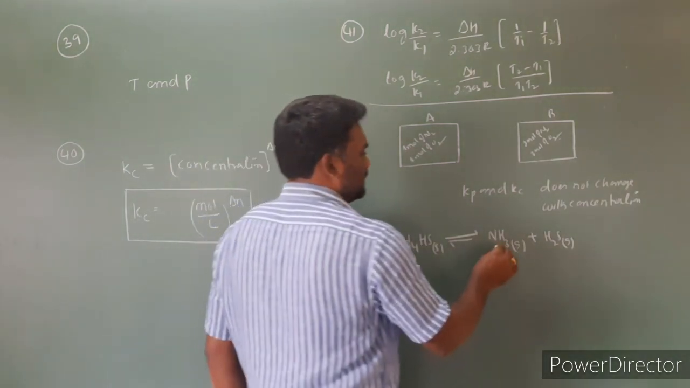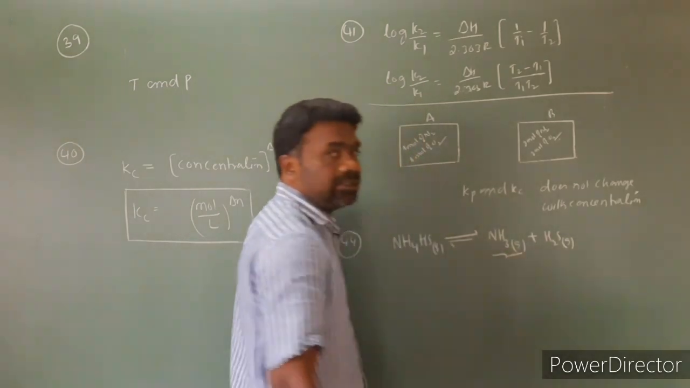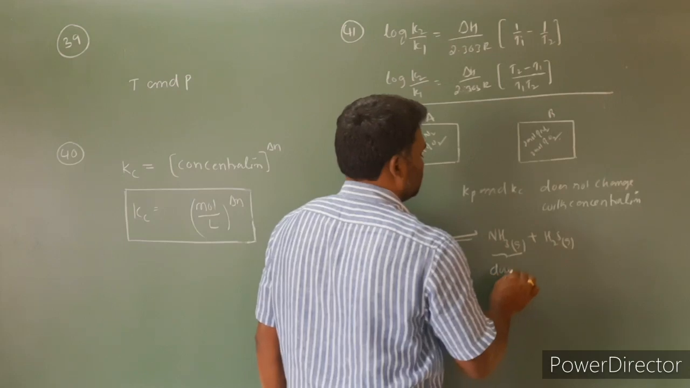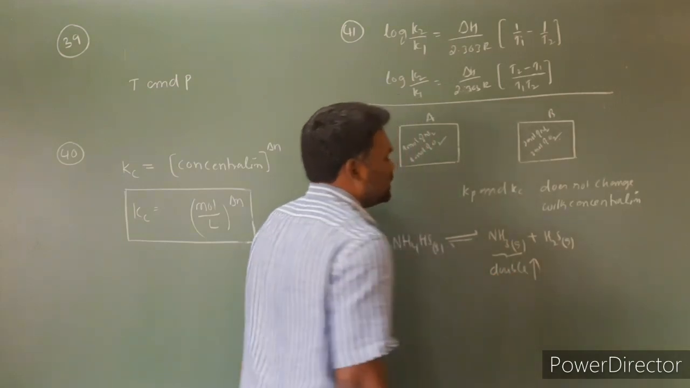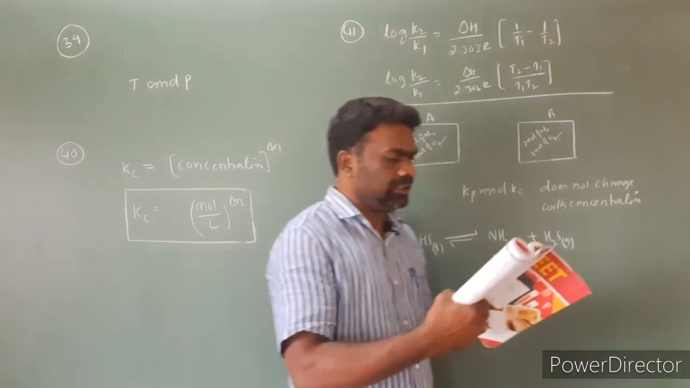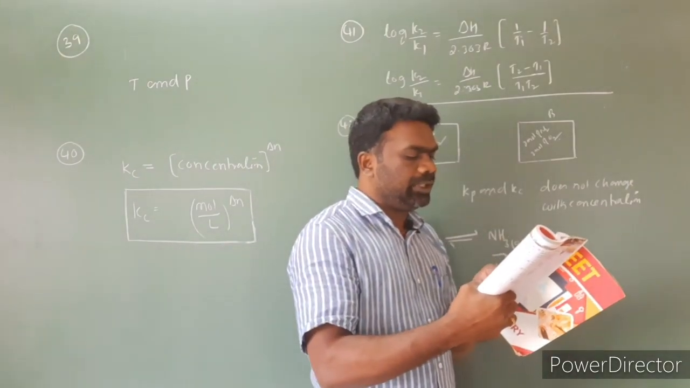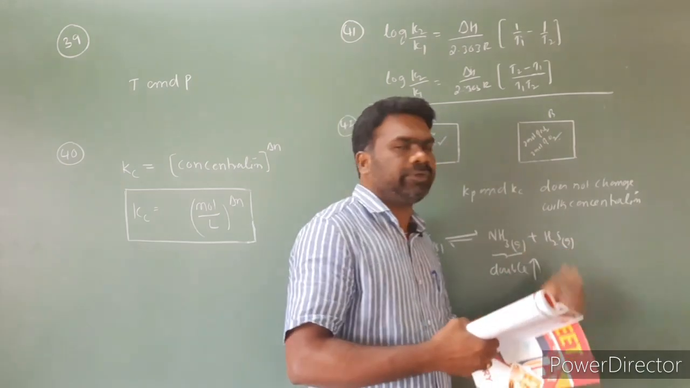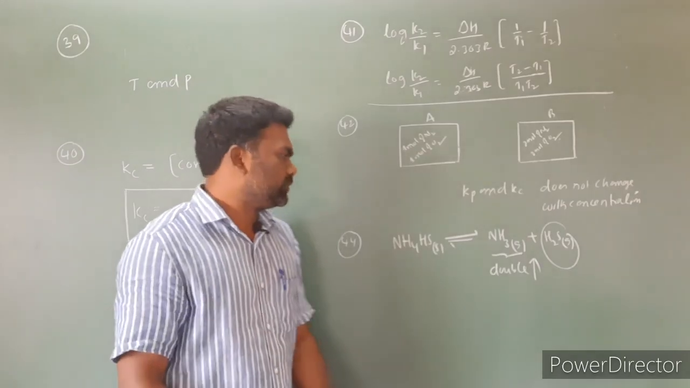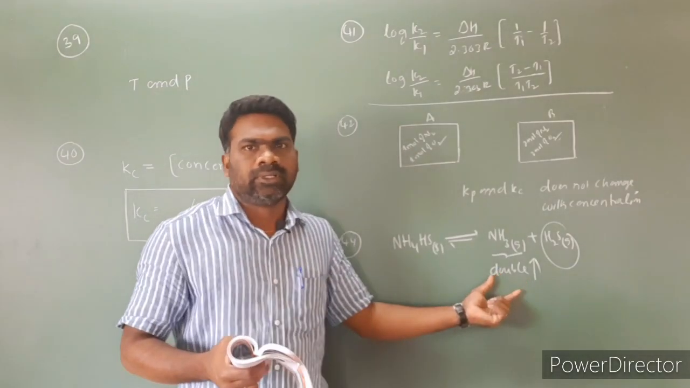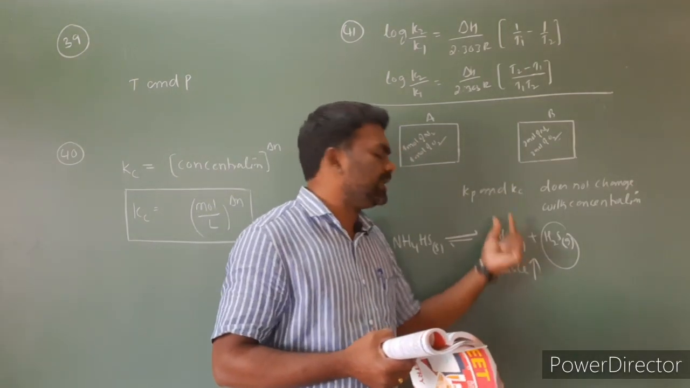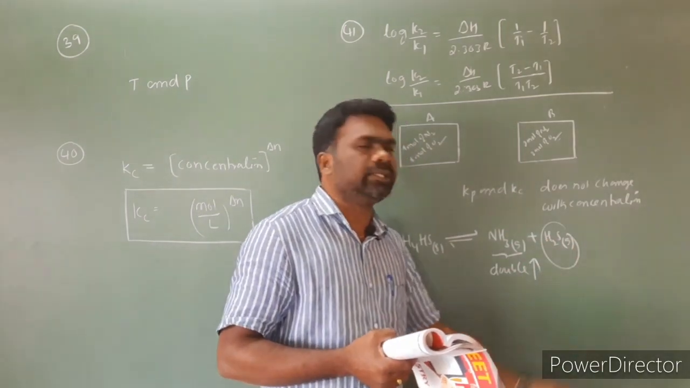So here the concentration of ammonia is doubling. So the concentration of ammonia is going to increase. Doubling the concentration of ammonia, then the equilibrium concentration of H2S we have to find out. So here, to maintain the constant Kc value, the concentration of ammonia is going to increase, then the concentration of H2S is going to decrease.